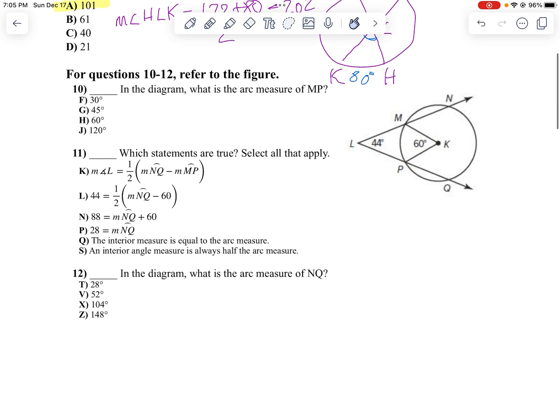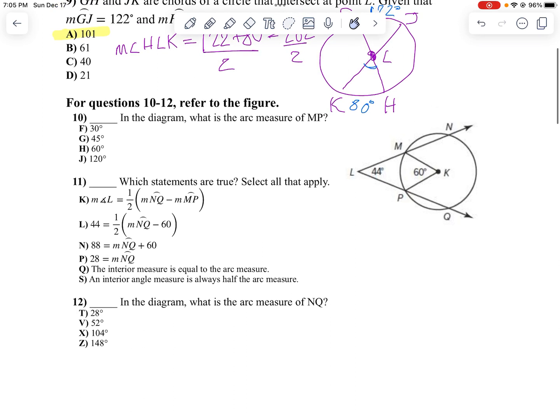Now, 10 through 12, I'll go with this picture. So we're asked, first off, what's the measure of arc MP? Well, MP is going to be the same as my central angle, which is 60 degrees. So I know that's going to be 60 degrees. And then we want to see which of the following are true.